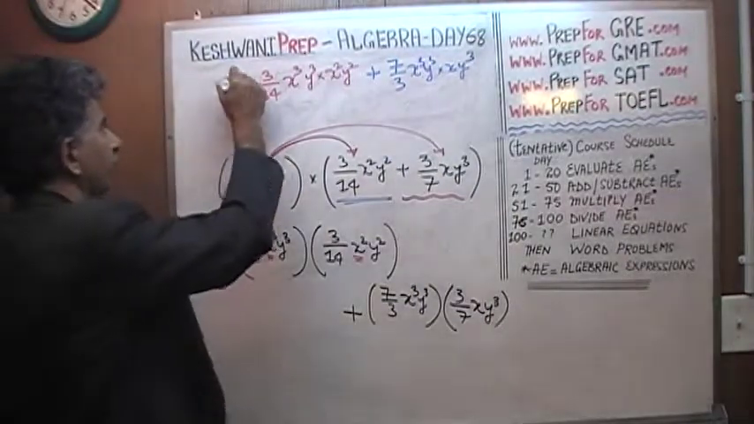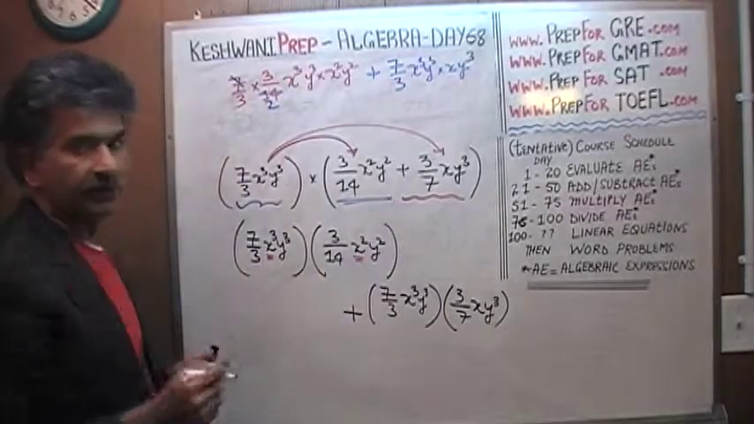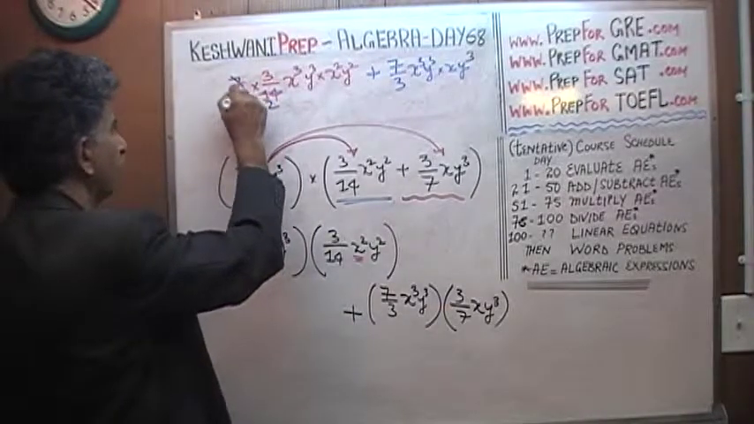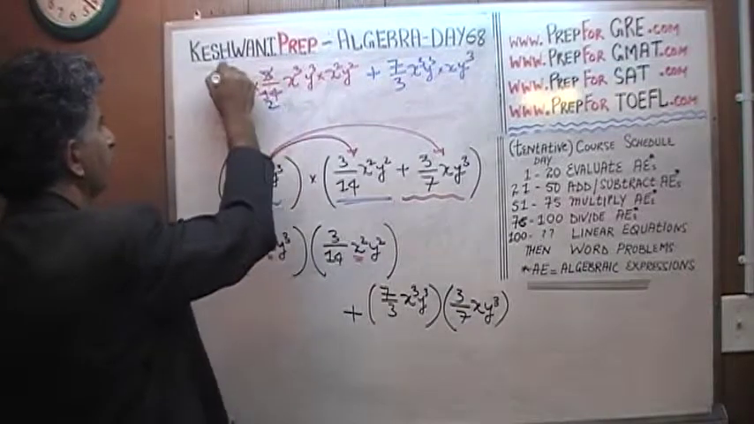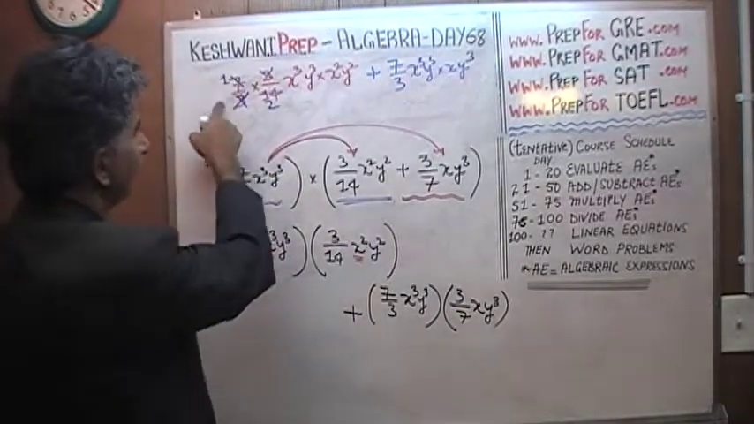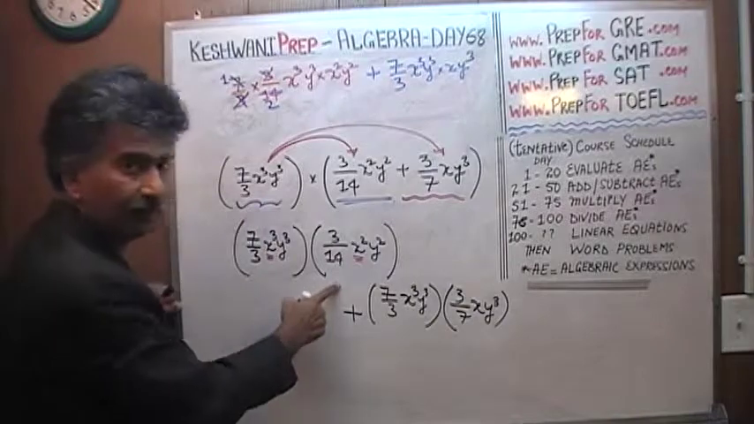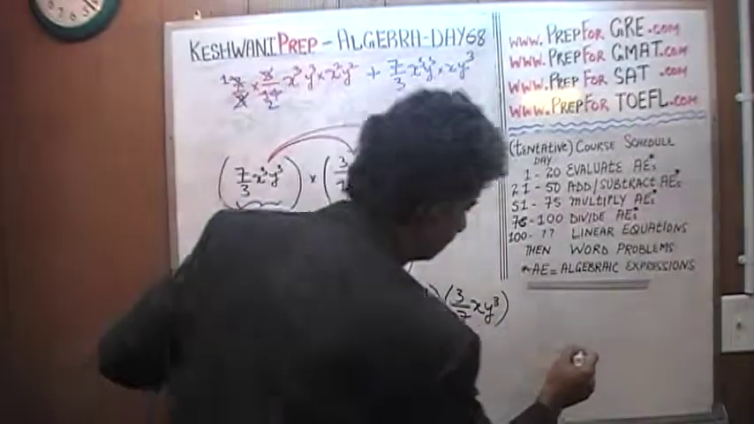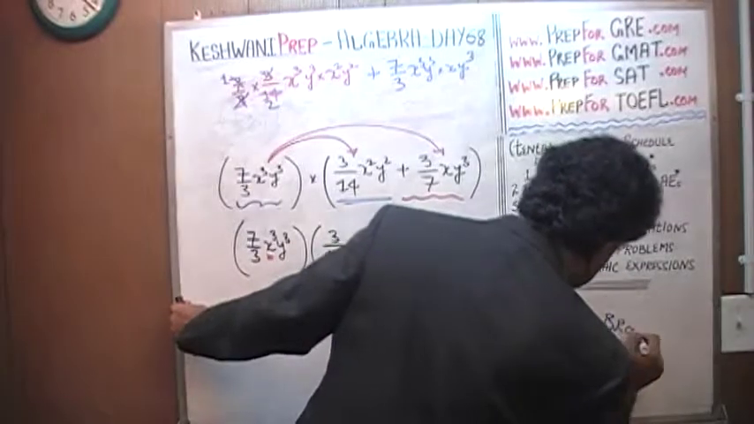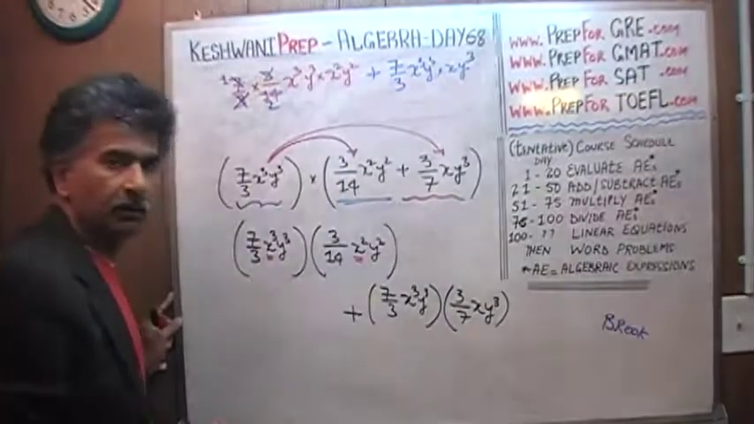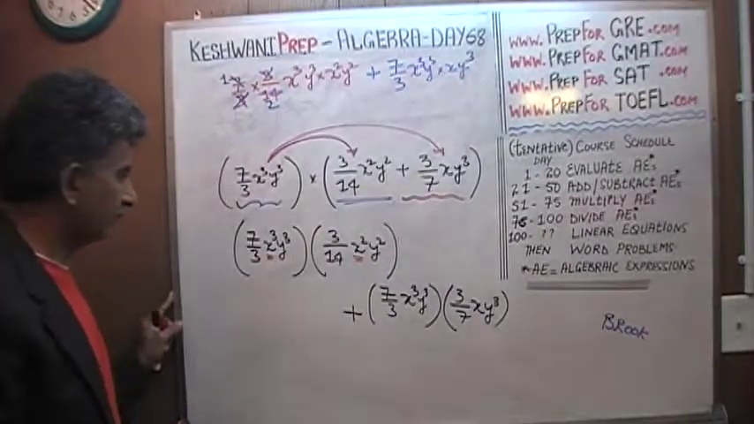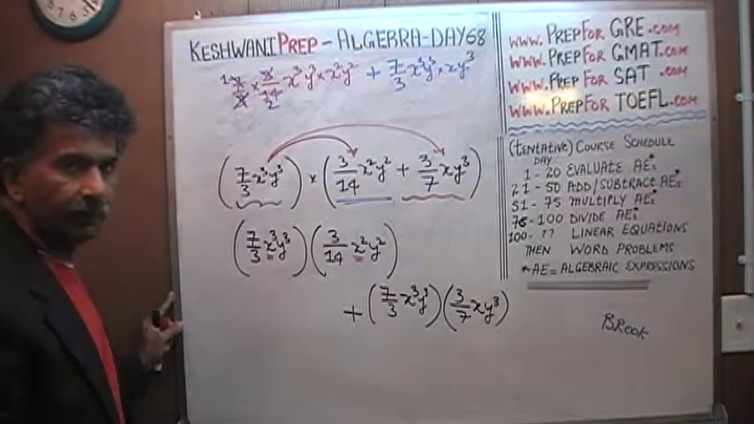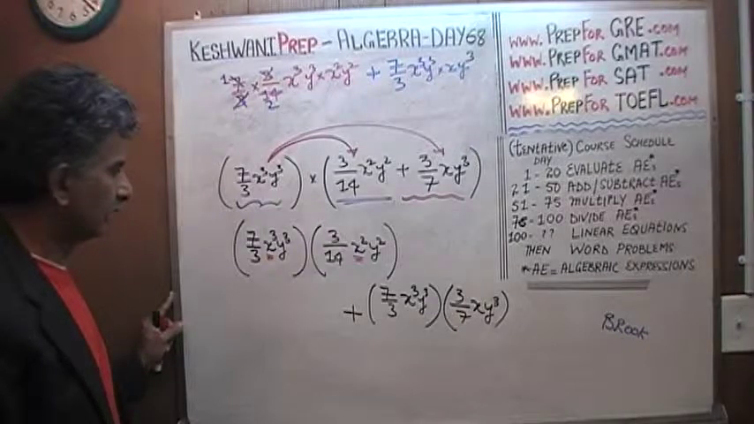Now this 7 will cancel out with this 14 if you divide the top and the bottom by 2, and this 3 cancels out with that 3. So we end up with 1/2. Now we could have shown the same work here, if you can handle it.